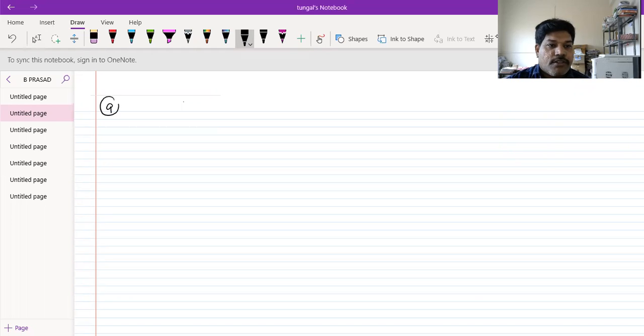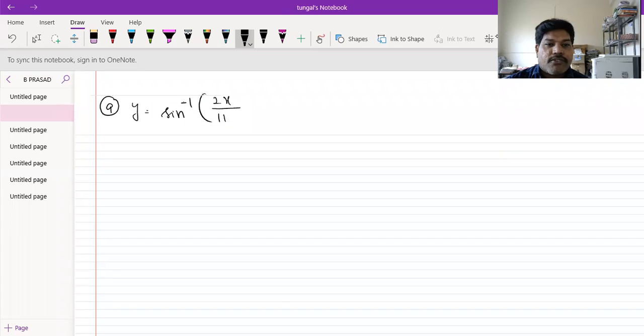So what is that one? y is equal to sine inverse of 2x by 1 plus x square. So how to differentiate this function? First, we have to understand that we have to use some trigonometric functions here.